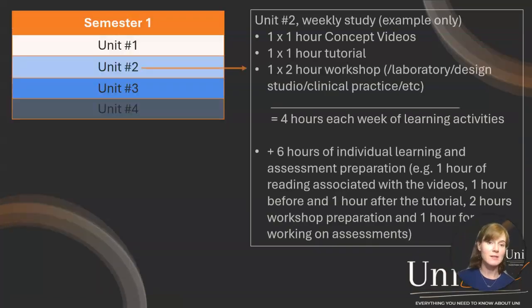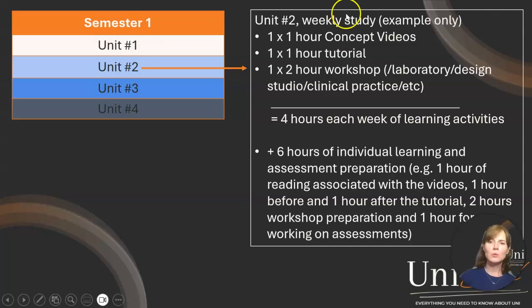So let's take a look at this. Unit number 2. Again, this could be any unit that you want it to be. This is a little different. They have 1 hour of concept videos. This might be quite like a lecture, but it's chunked in smaller sections for you to watch. But nevertheless, you need to be watching it because that's where the content of your unit is being delivered, and that's how you can know what you're going to be assessed on.